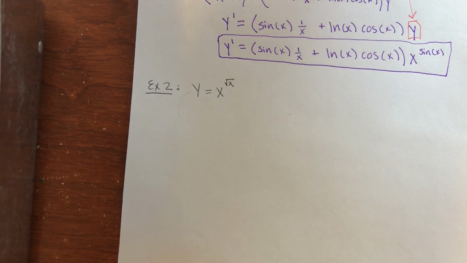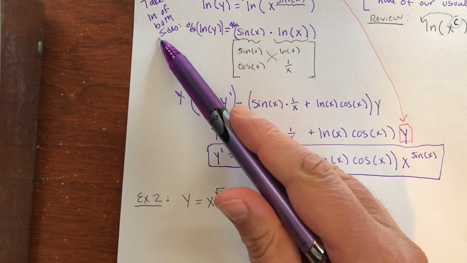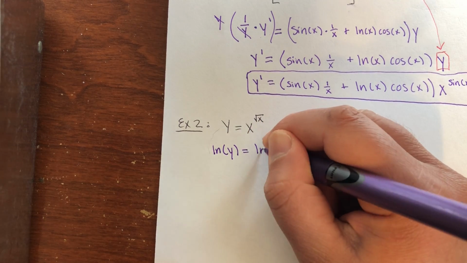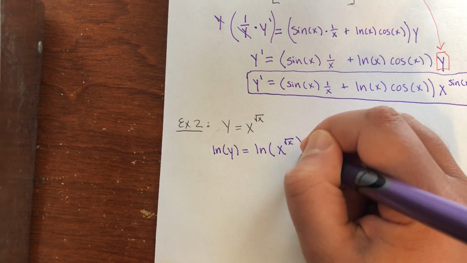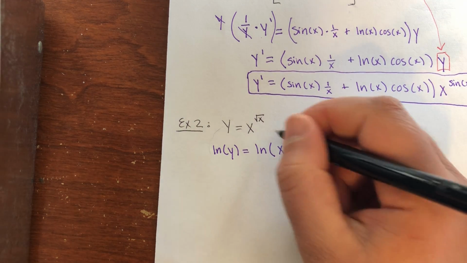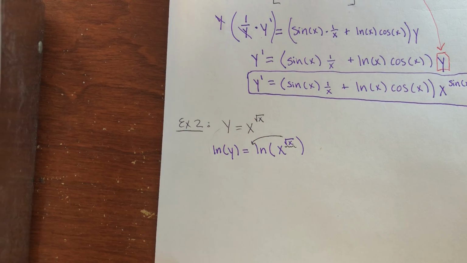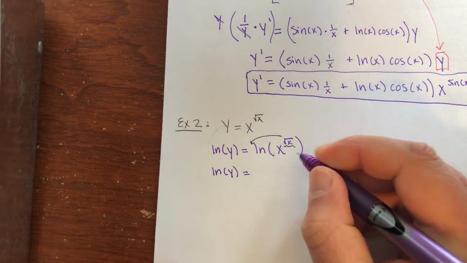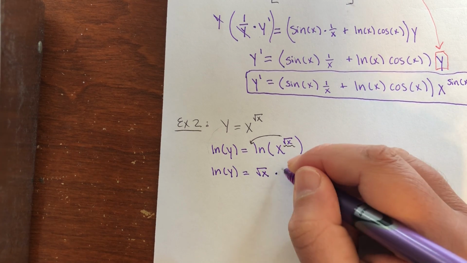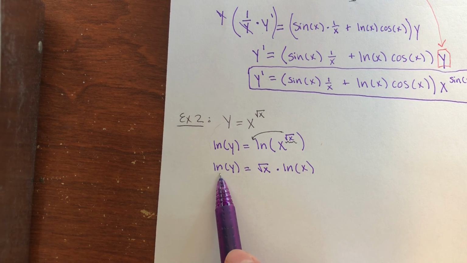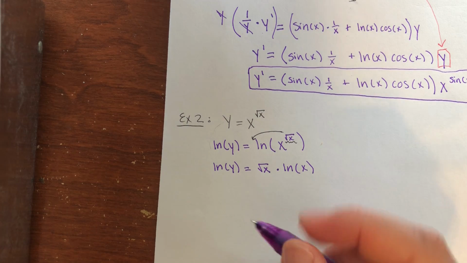So just like before, to use logarithmic differentiation, we take ln of both sides. So we have ln of y is equal to ln of x to the square root of x. Okay, and the whole reason that we do this is we want to be able to take this exponent that's stuck inside the log function and move it out in front so we don't have an exponent anymore. So I can rewrite this as saying ln of y is equal to the square root of x times ln of x. To take the derivative of this, I use implicit differentiation on the left-hand side.